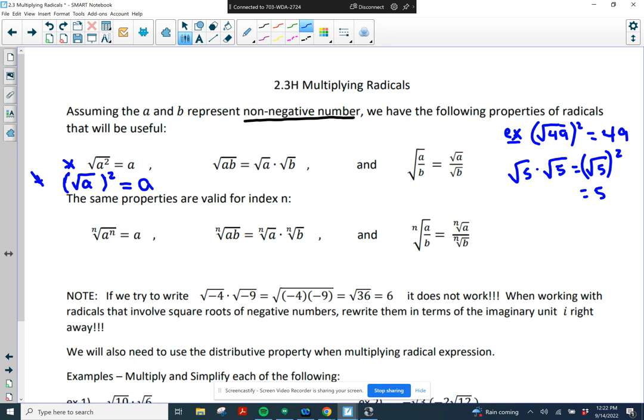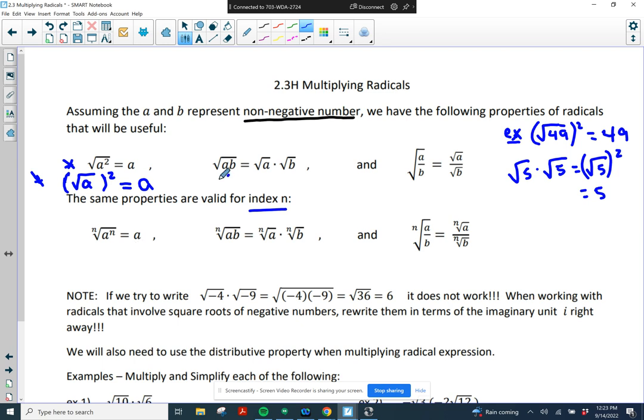Square roots and squares. Okay, same property is valid for index n. Like if I had a cube root or a fourth root, as soon as the index matches the power, there's an inverse operation, and we get the radicand simplifying. Let's just say it this way. The nth root of a to the n is a.